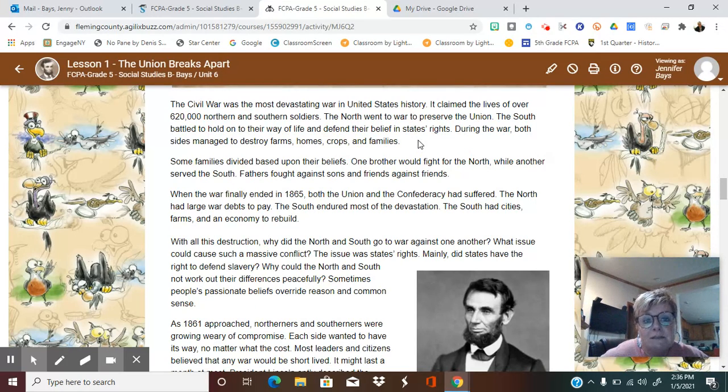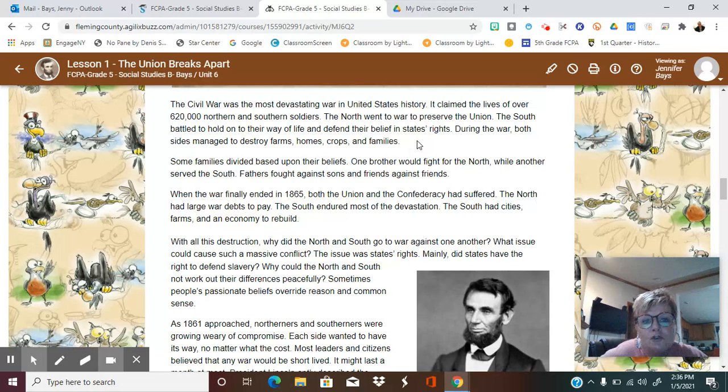During the war, both sides managed to destroy farms, homes, crops, and families. Some families divided based upon their beliefs. One brother would fight for the North while another served the South. Fathers fought against sons and friends against friends. When the war finally ended in 1865, both the Union and the Confederacy had suffered.